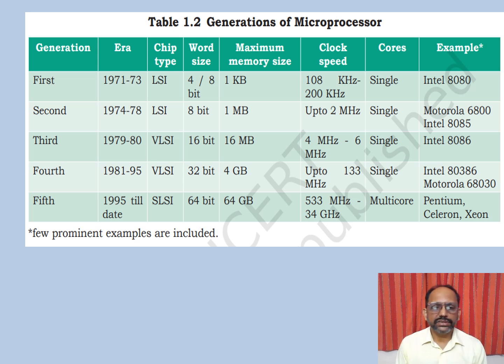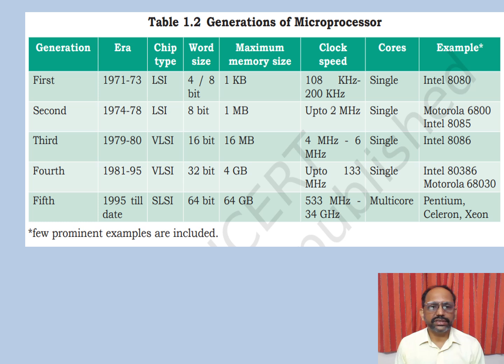The third generation started in the years 1979 and 80. VLSI chip type was used. The word size was 16-bit. Memory size was 16 MB. 4 megahertz to 6 megahertz was the processor speed, and it is also a single core. A very popular third generation microprocessor is Intel 8086.